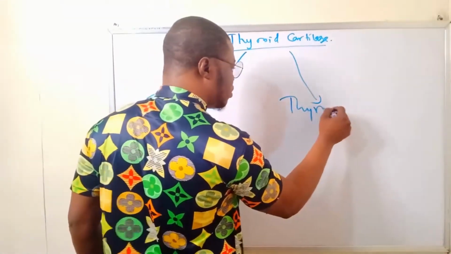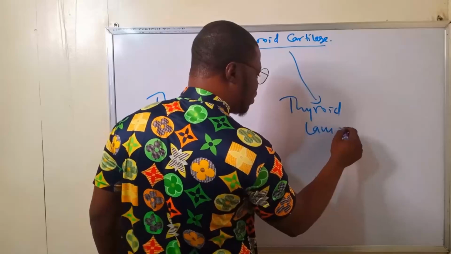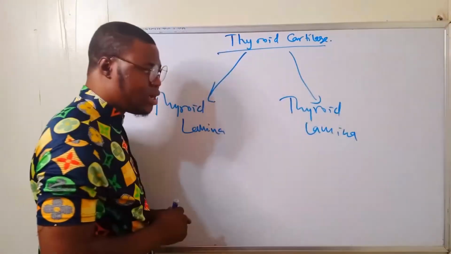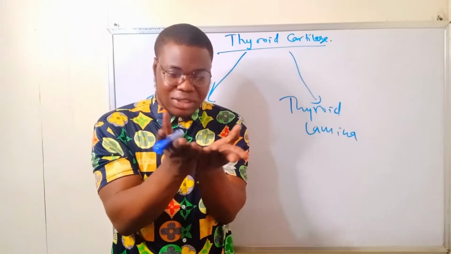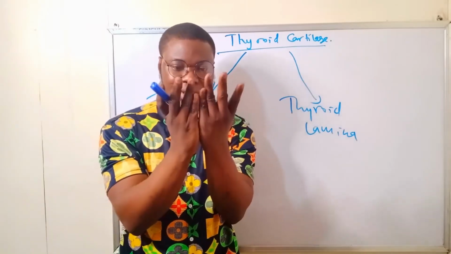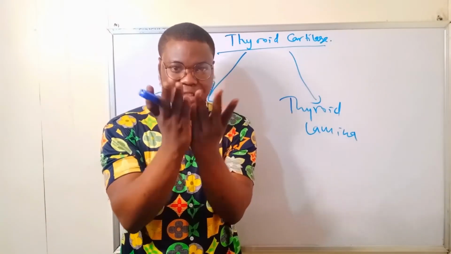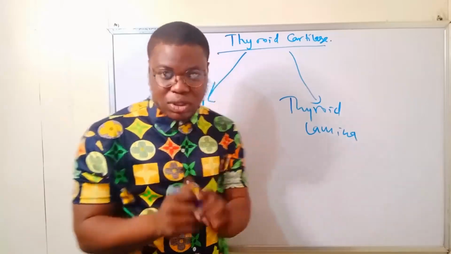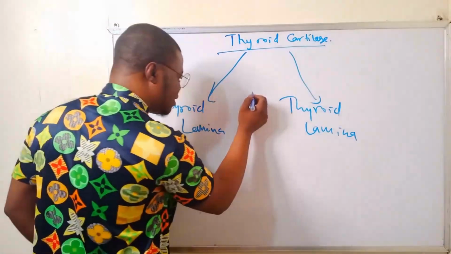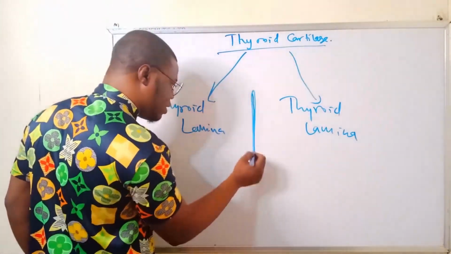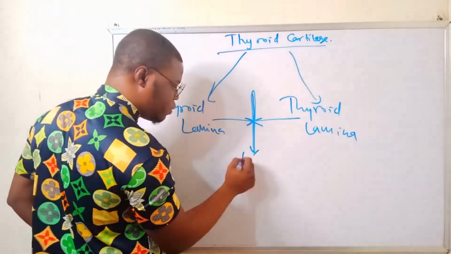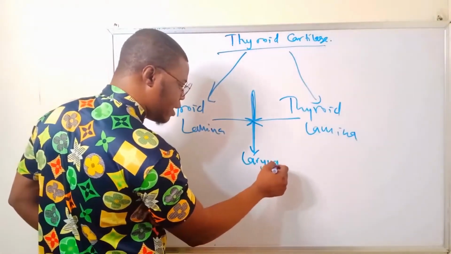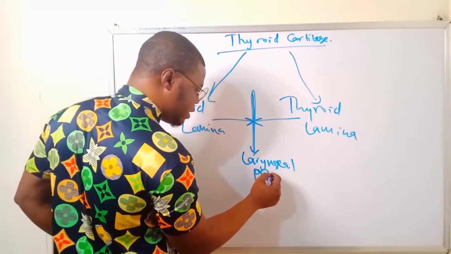Thyroid lamina. Now the point is, when you bring these two hands together, they're going to join at a junction here. So just this junction at the middle. And that place is called the laryngeal prominence. So where they are connected together, it's called the what? Laryngeal prominence.